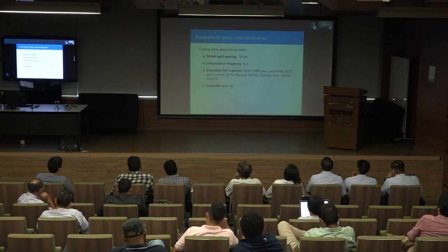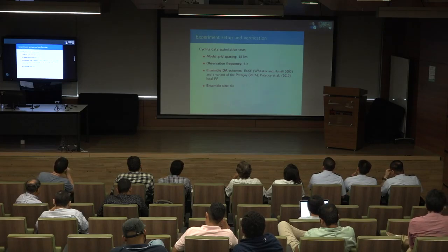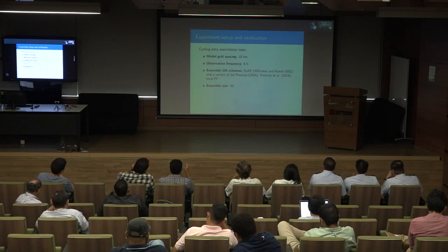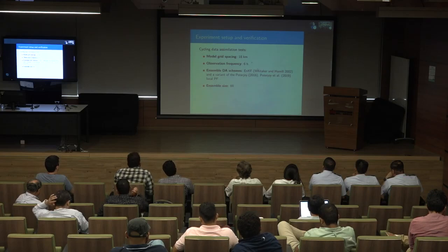And what I'm going to show here is some experiments using a model configuration that looks like this. I have a model grid spacing of about 18 kilometers, which is relatively coarse for tropical cyclones, but comparable to the grid spacing used by global models. Observation frequency is 6 hours, just like the system we use in near real time.